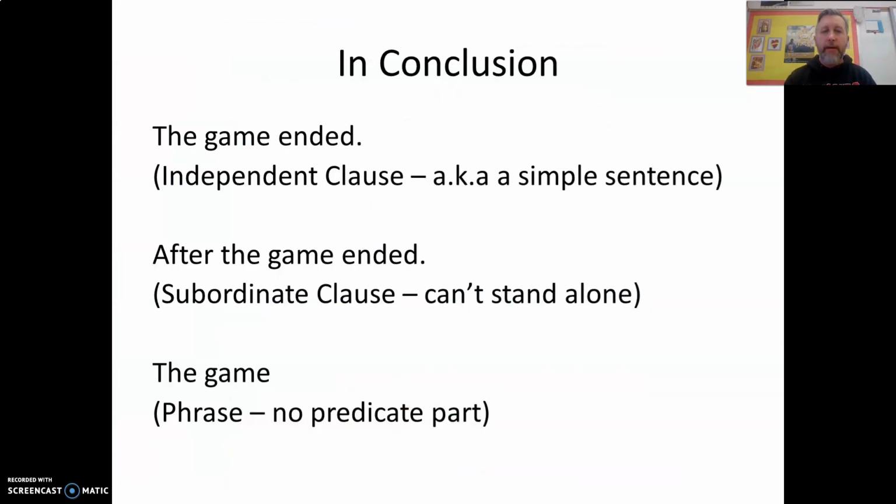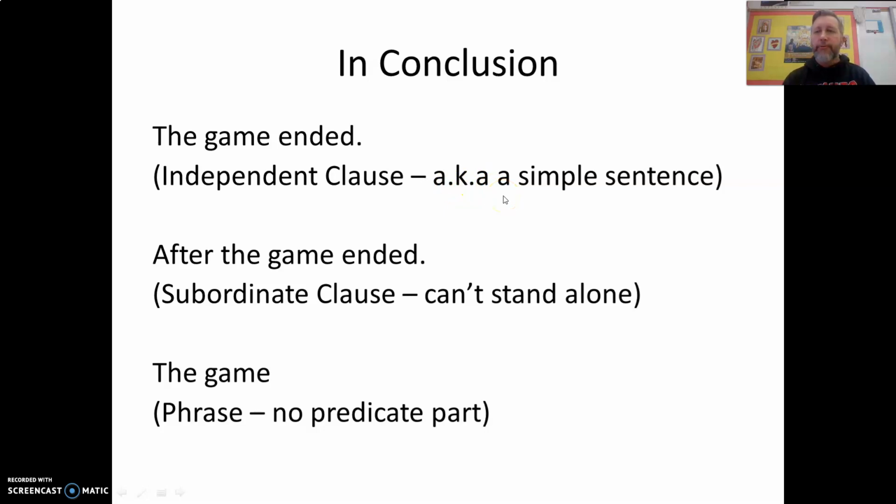Okay, so in summary and conclusion, notice that all three of these are kind of a variation of the same sentence. So the game ended. Okay, that stands alone as a sentence. It's got a subject, game, predicate, ended, right? It's an independent clause, also known as a simple sentence, right? And that's what AKA means, also known as.